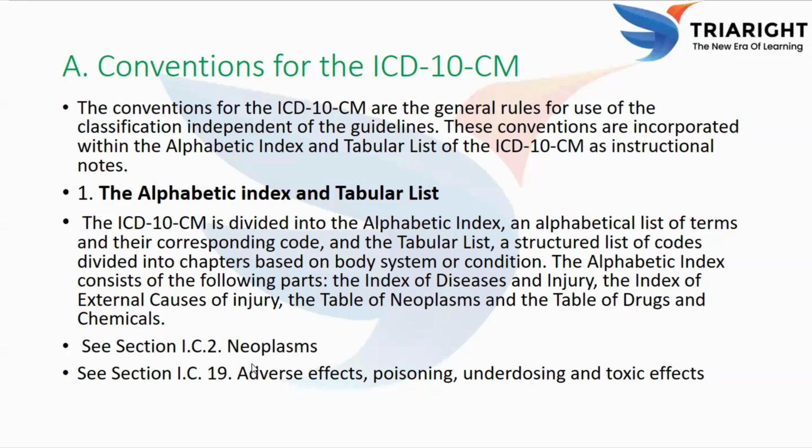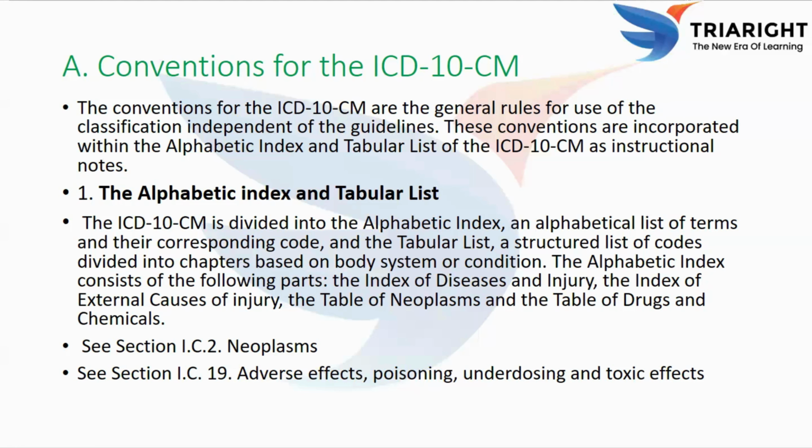So the next one, the tabular list. What is the tabular list? It's the main body of ICD-10. It is organized by body system and condition. For example, respiratory, endocrine, circulatory, etc. Each code has a category of 3 characters and subcategories for more detail. You can see instruction notes like includes, excludes one, or use additional code below these categories and subcategories. So always use both parts.